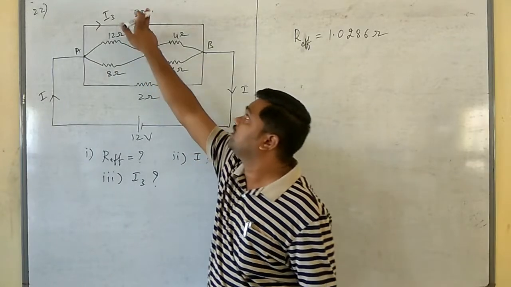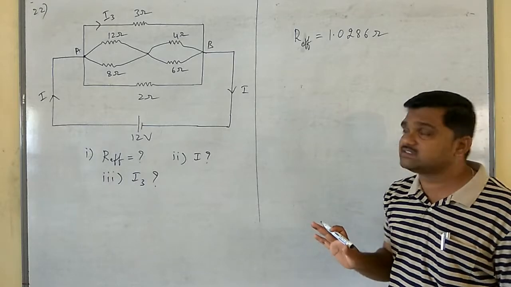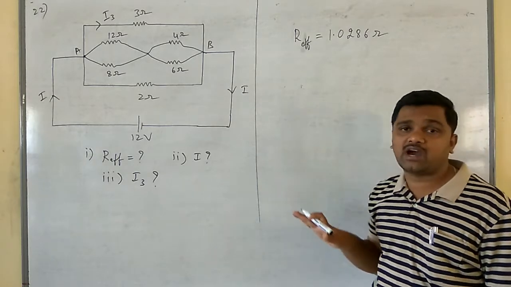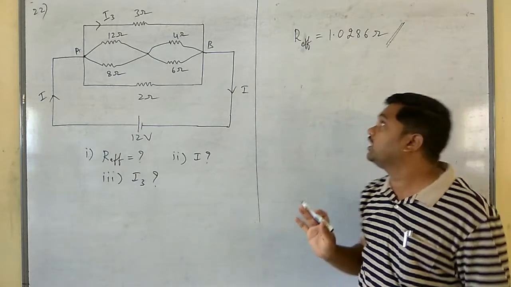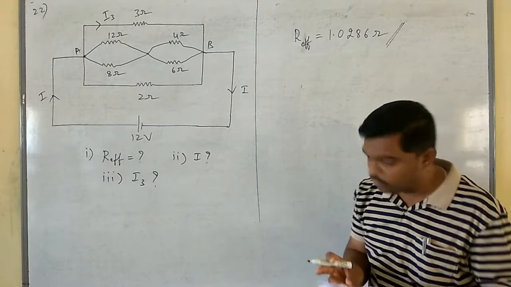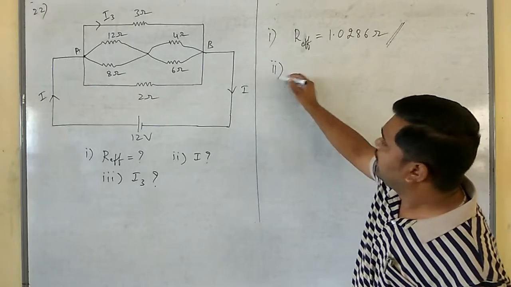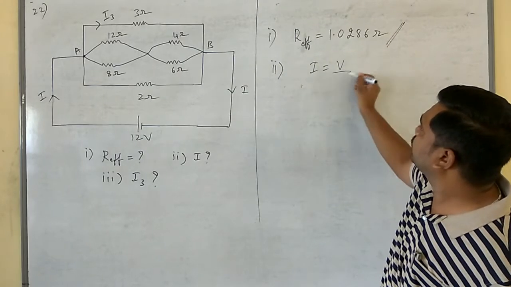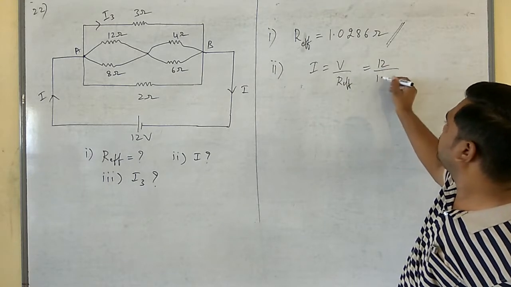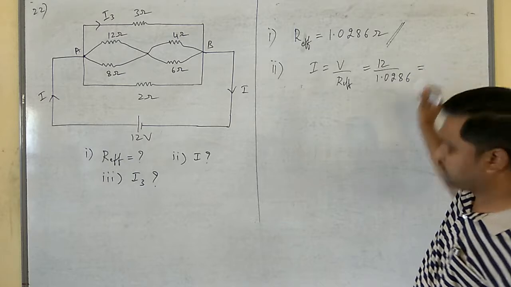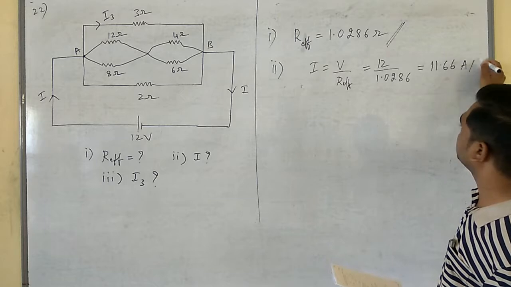Next add them, finally you get three resistors. So put the formula 1 by R effective is equal to 1 by R1 plus 1 by R2 plus 1 by R3, and finally you get R effective as 1.0286 ohm. Okay, so this is the answer for the first one. Second one, how to find I? I is equal to V divided by R effective. V is 12. 12 divided by 1.0286, you solve. So how much you should get? 11.66 ampere it seems.